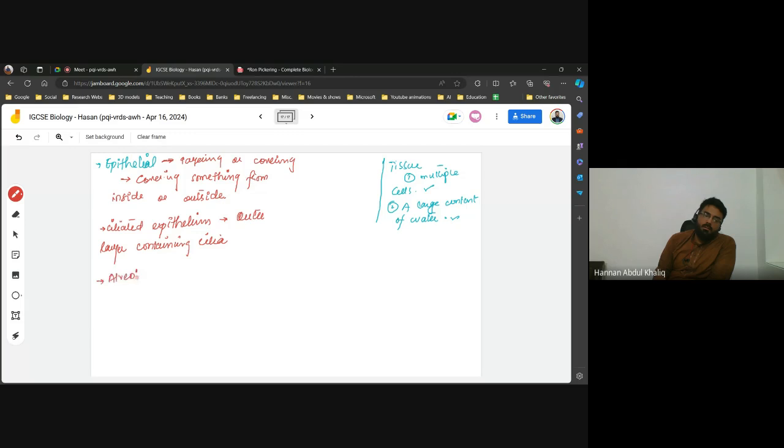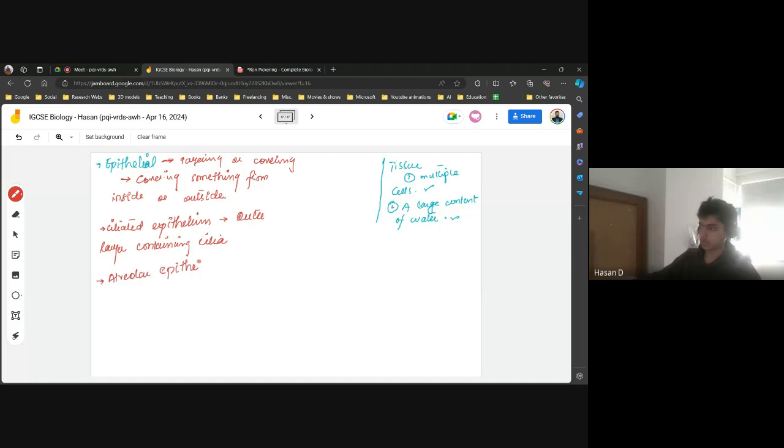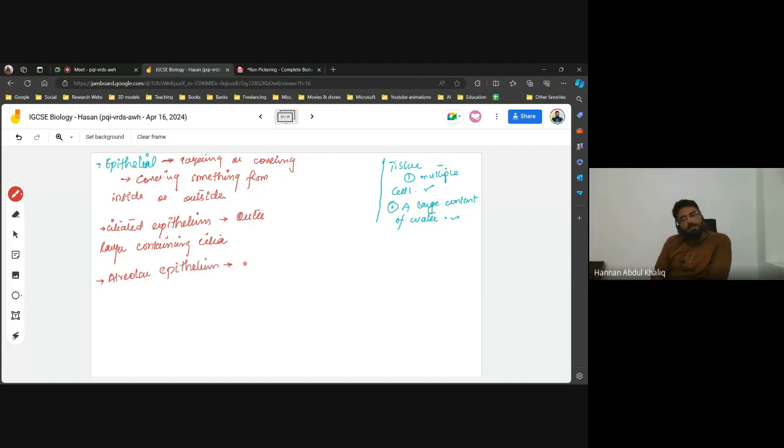Alveolar epithelium. You know about the alveolar? Yes. Alveolar epithelium is the innermost layer, or you can simply say the layer of cells exposed to air. That is called alveolar epithelium. So see, epithelium is always a layer of cells or a covering of cells around something.